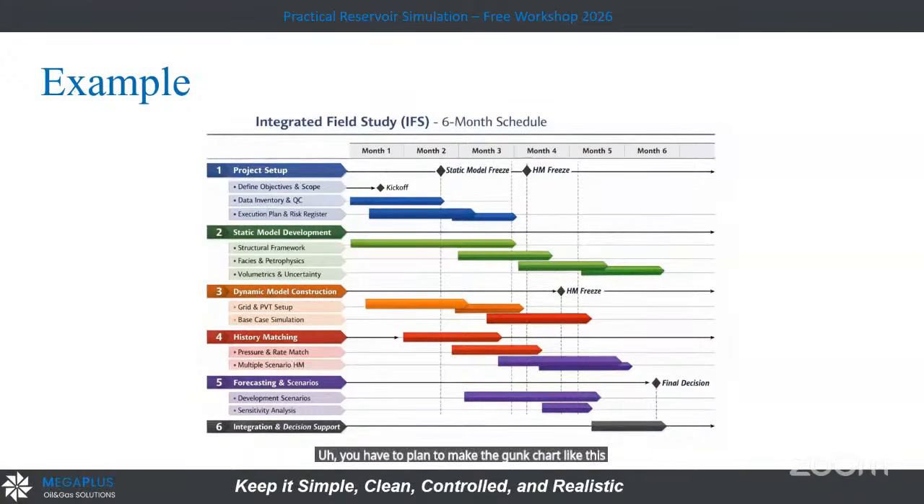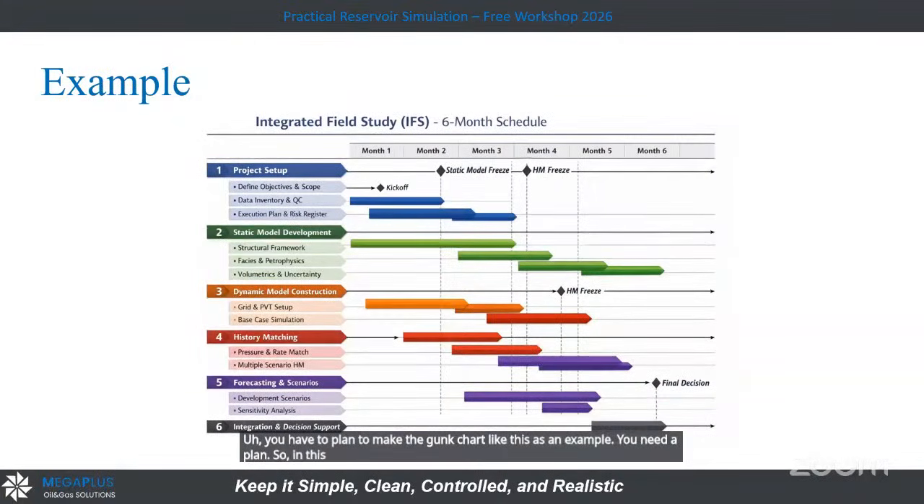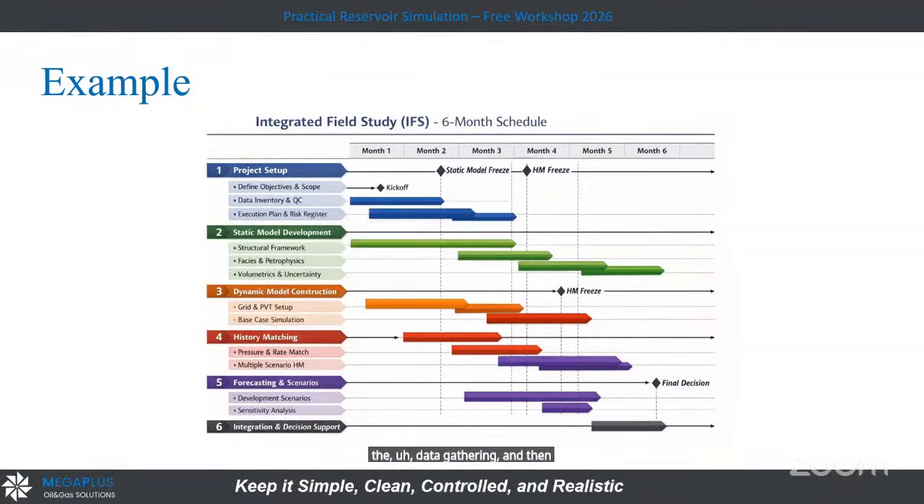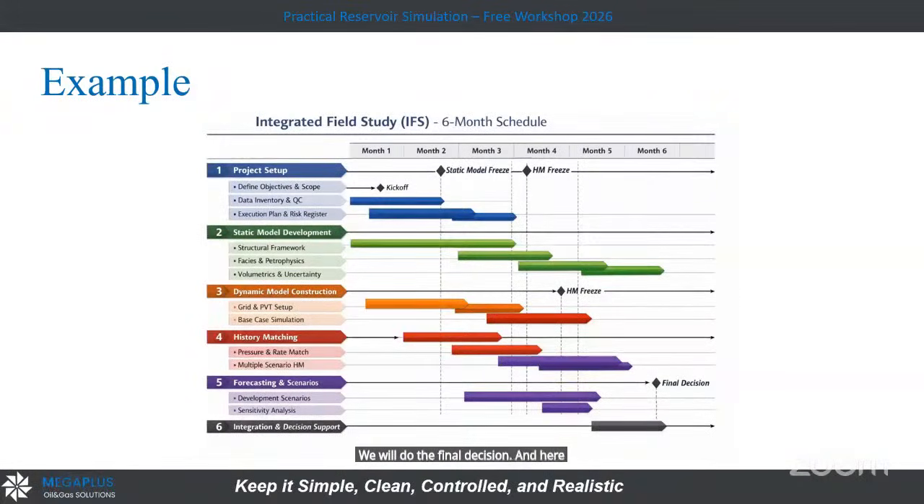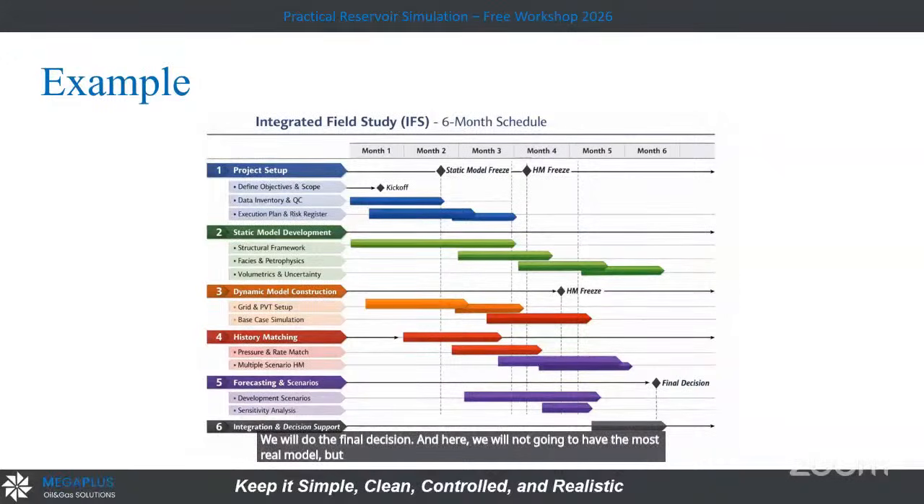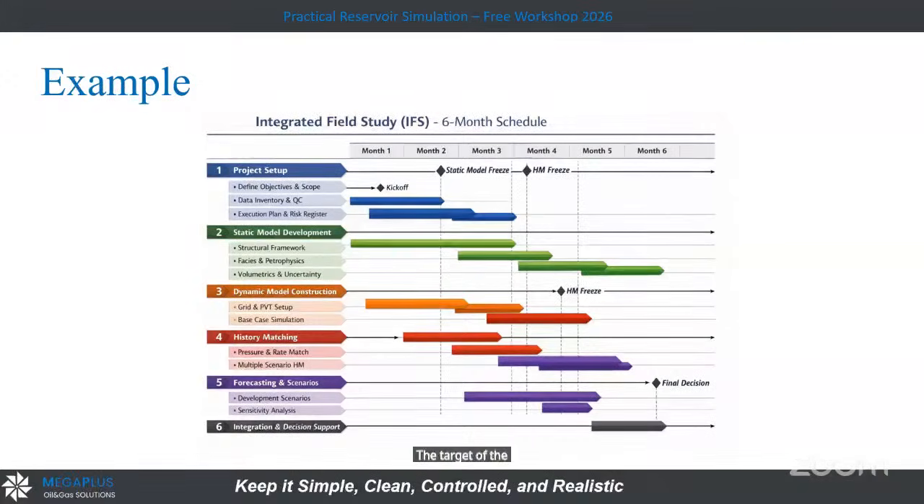As an example, you need a plan. From the first and second month is the data gathering, and then the geology must do their work, and the dynamic team must gather the data, and then all will work, and we have to make the history match, but come back again to the structure model to modify the petrophysical model and make the history match again, and it will go that way until the final decision. Here we will not have the most real model, but it's enough for me if we meet the target of the scope of work from the model.